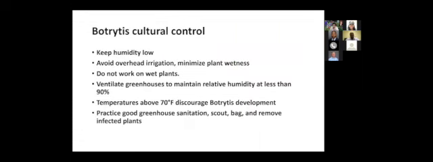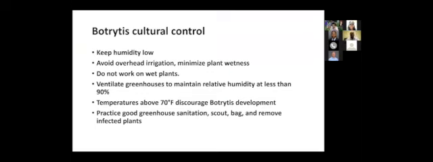So once again, you want to keep the humidity as low as possible. Now, the thing about botrytis that I should have pointed out on the last slide is that optimal growth for botrytis is between 64 to 75 Fahrenheit. Avoid overhead irrigation to minimize plant wetness. Do not work on wet plants. Ventilate greenhouses to try to keep the relative humidity low, and temperatures above 70 discourage botrytis.